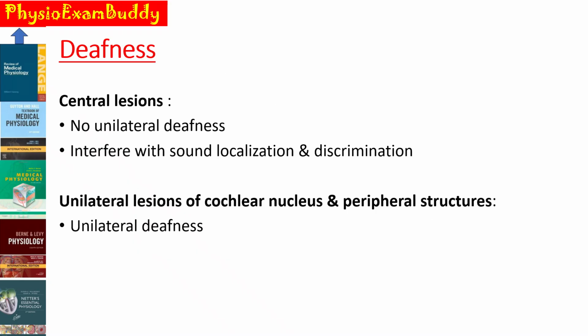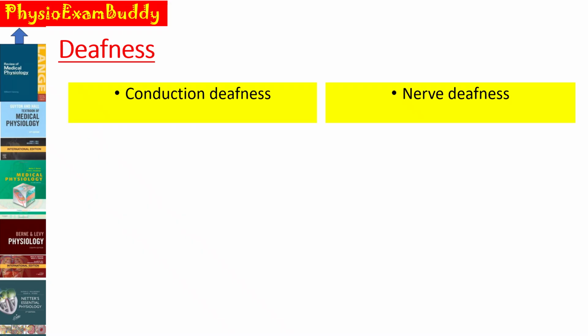Now we are moving on to the second question, that is the sub question of the long essay, that is deafness. Please remember that central lesions in the auditory pathway do not produce unilateral deafness. They mainly interfere with sound localization as well as discrimination, whereas unilateral lesions of the cochlear nucleus as well as other peripheral structures will only result in unilateral deafness. So we will see in detail about deafness. Deafness means either reduced or absent hearing.